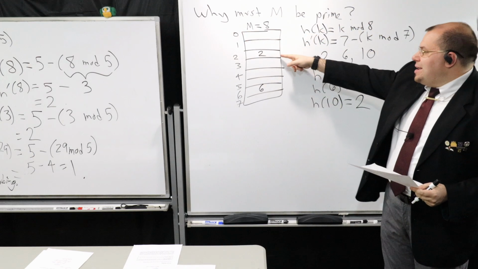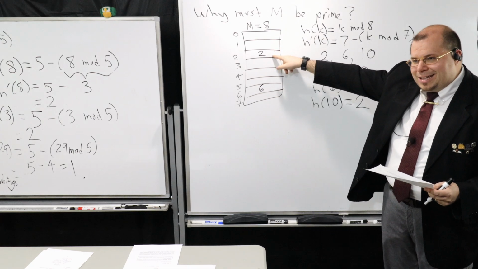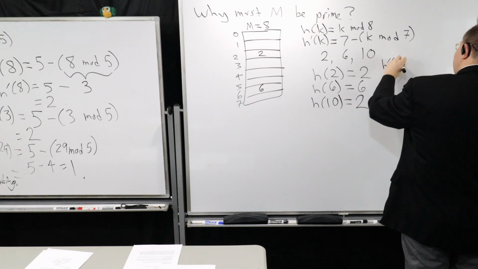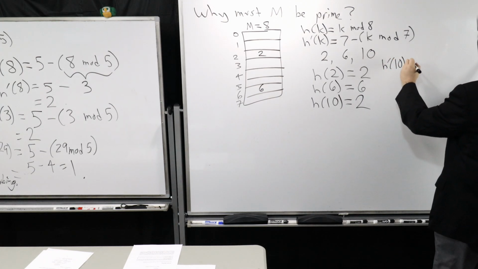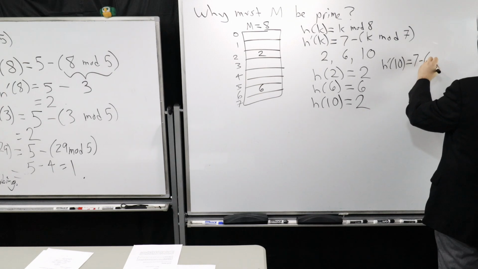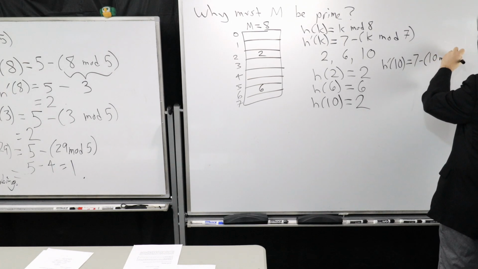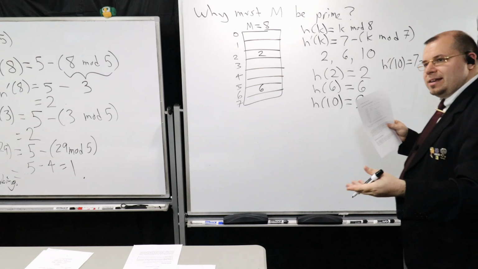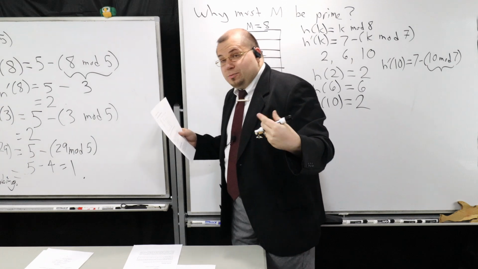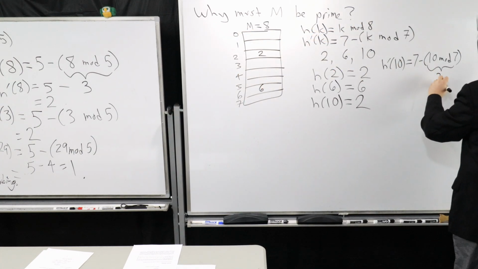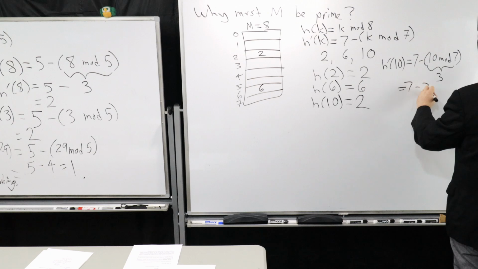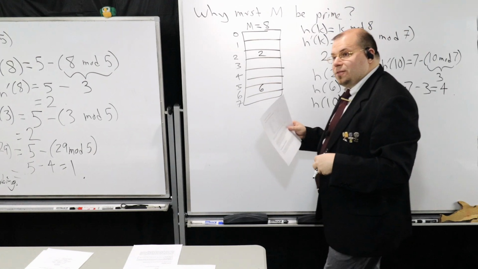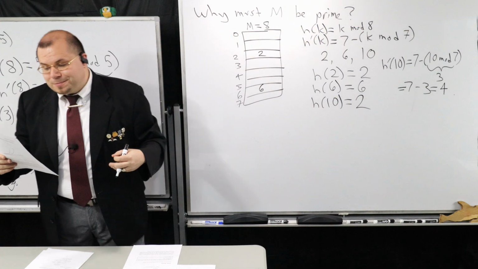Well, look, I'm going to get a collision right here. So I go to my secondary hash function. I'm going to compute h prime of 10 just to see how big our hop size will be. So I have 7 minus 10 mod 7. 10 mod 7 is just 3, because I can take one 7 out of 10 and subtract it off for the remainder, which is 3. So 7 minus 3 is equal to 4. So the size of the hops for my probing sequence is going to be 4.